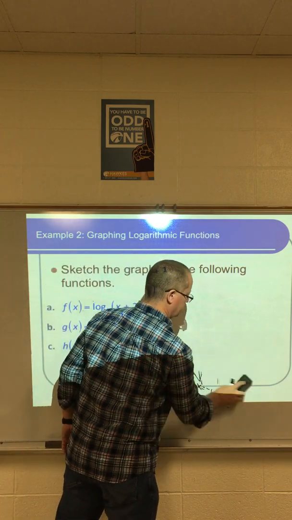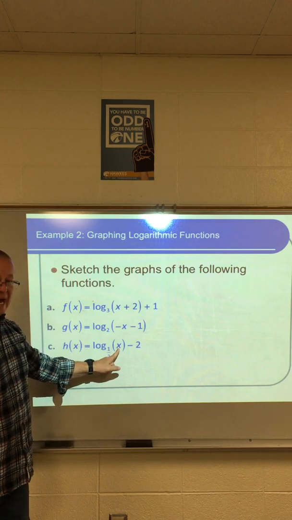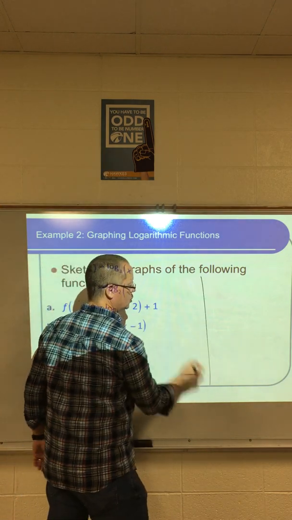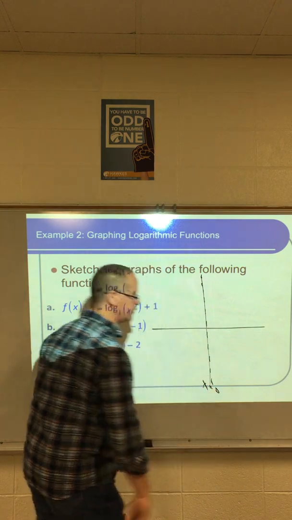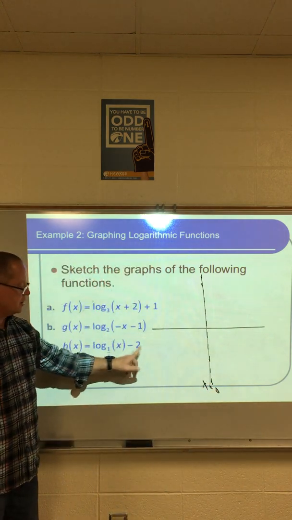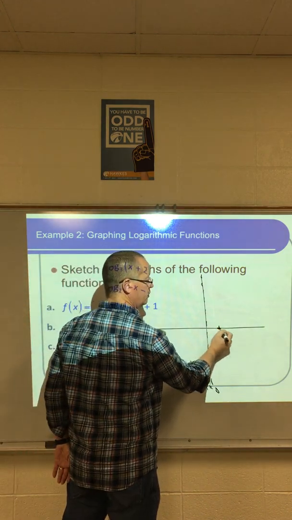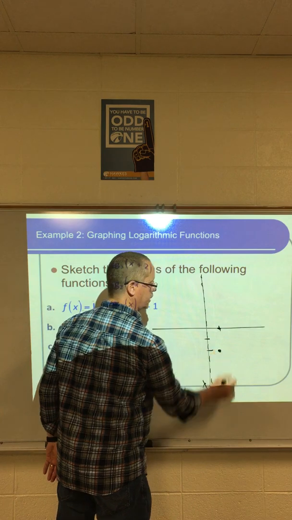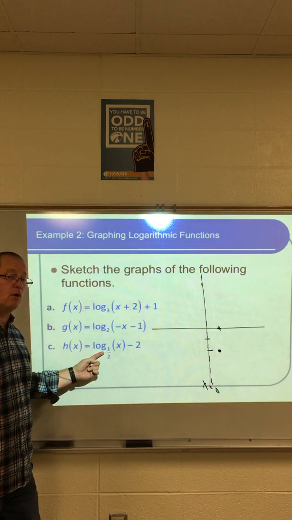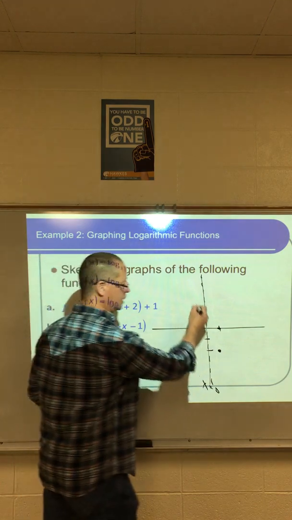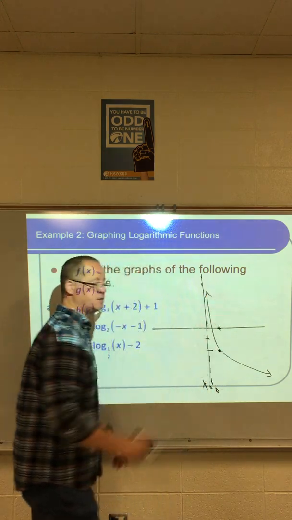And the third problem. Notice that this doesn't have anything added to the x in the middle. So I know that my vertical asymptote is going to stay right here on x equals 0. It's not going to move side to side any. I know the minus 2 on the outside is going to take the whole graph and drop it 2. It was originally right there, but now it's down 2 units. And the last thing I ask myself is, is the base between 0 and 1? That means this thing's going to be going downhill that direction. There's my picture. It's that simple.